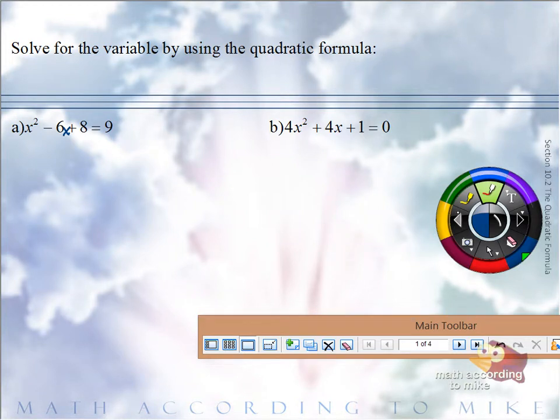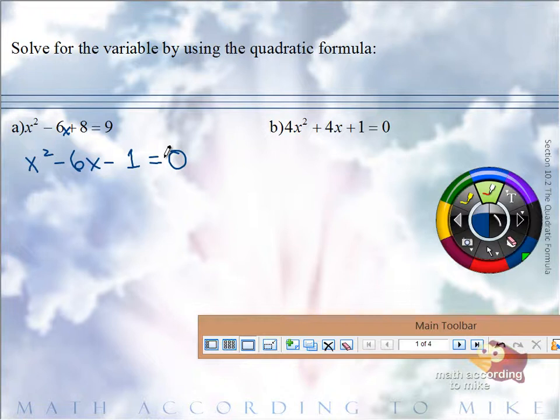In order to use the quadratic formula, it has to be in that original ABC format, which is the standard form. So everything on one side is 0 on the other. So what do I do with that 9 this time? I subtract it. So I have x squared minus 6x minus 1 equals 0. So once it's in standard form, I can discover what my a, b, and c is.